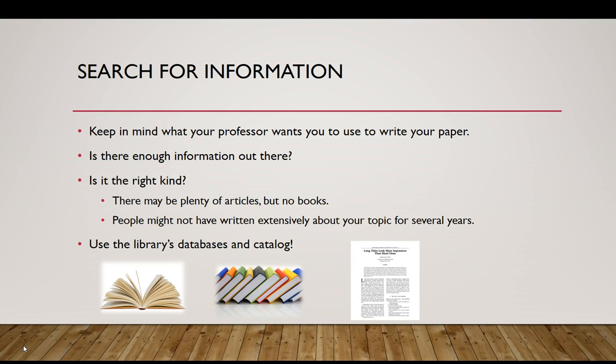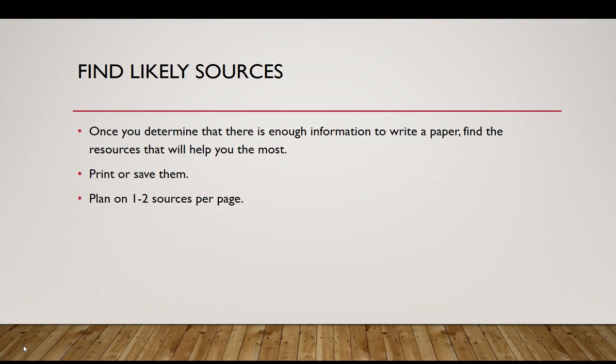So what you want to do is use the library's various databases and the library catalog, as well as authoritative websites to find a variety of information sources, including books, journal articles, and reliable websites. Once you've scouted the information landscape and determined that there is enough information to write your paper, this is when you want to start picking out the sources that are going to be most helpful to write your paper.